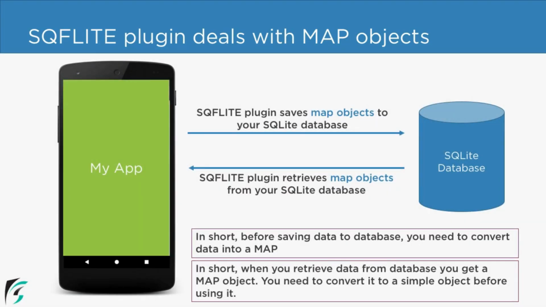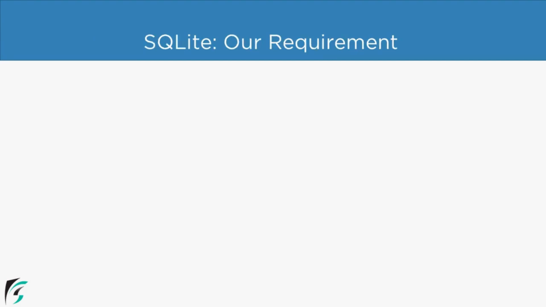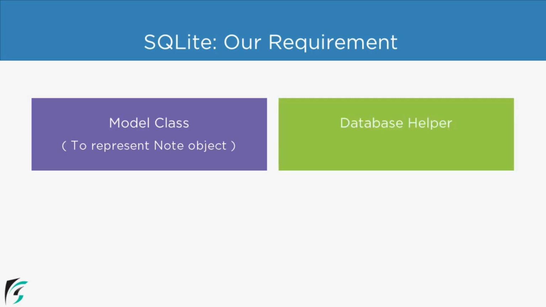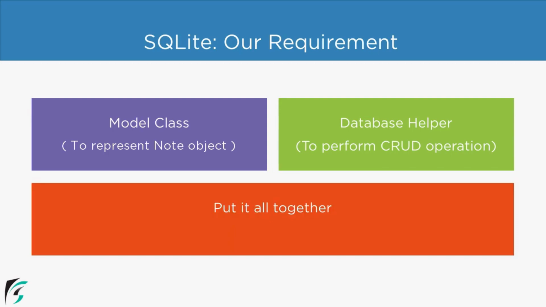So what should be our project requirements to implement SQLite database? Firstly, you need a model class. Then you will need a database helper class that will help us to perform the CRUD operations, that is insert, query, update and delete operations. And finally, you have to connect all of these with our application user interface so that using our UI, we can interact with our database using the SQFlite plugin. So in the next video, let us start creating our model class.